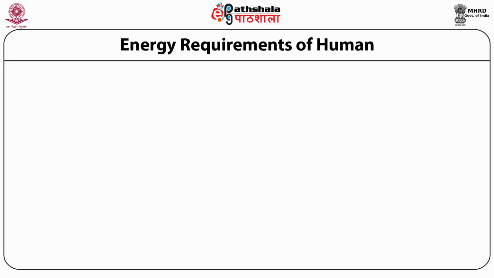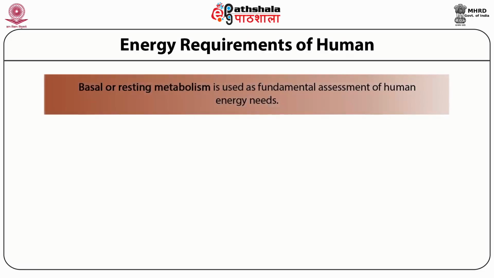Energy requirements of human. Basal or resting metabolism is used as fundamental assessment of human energy needs. This is measured while the individual is totally inactive and thermally neutral. It is considered an assessment of the energy conversion required for important functions. This includes the energy used by such continuous functions like the neural, cardiovascular, respiratory, and liver functions, and also energy consumed for the survival of other body cells.